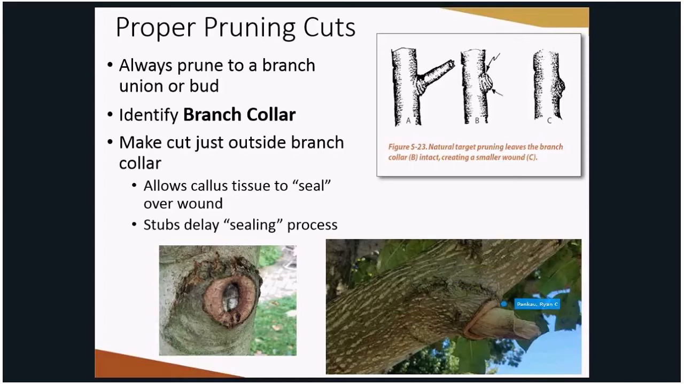So if this cut had just been made right along here, we wouldn't have that stub kind of inhibiting the growth of the wound wood.